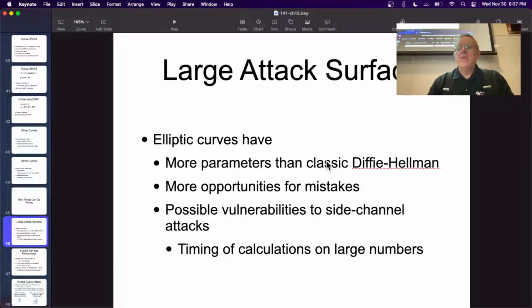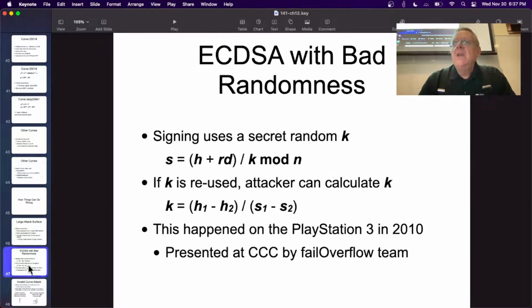It's got more parameters, and so you might make mistakes in coding, and you might have side channel attacks, watching things like timing and power consumption. Signing uses a secret random key number k, like an initialization value, and if you reuse that value, then the attacker can calculate it. So you have to be careful not to reuse the secret, and this happened on the PlayStation 3. They made this mistake in 2010, and the hackers were able to find their secret key.